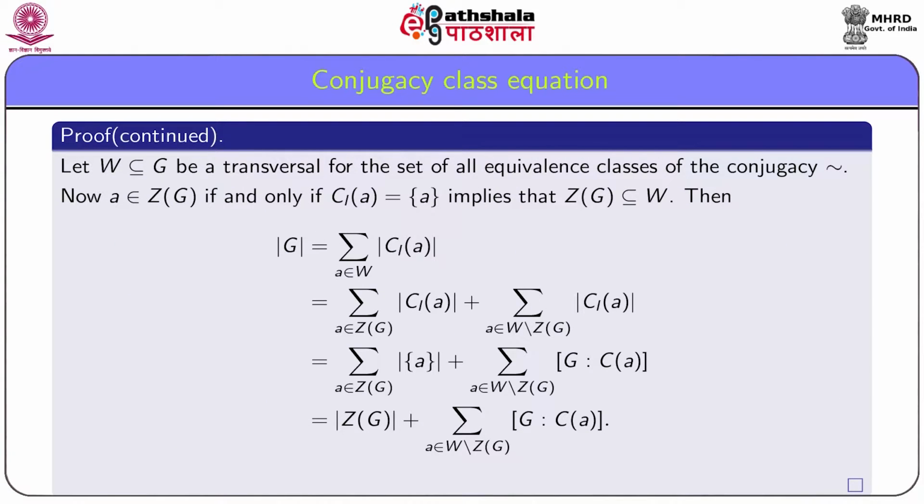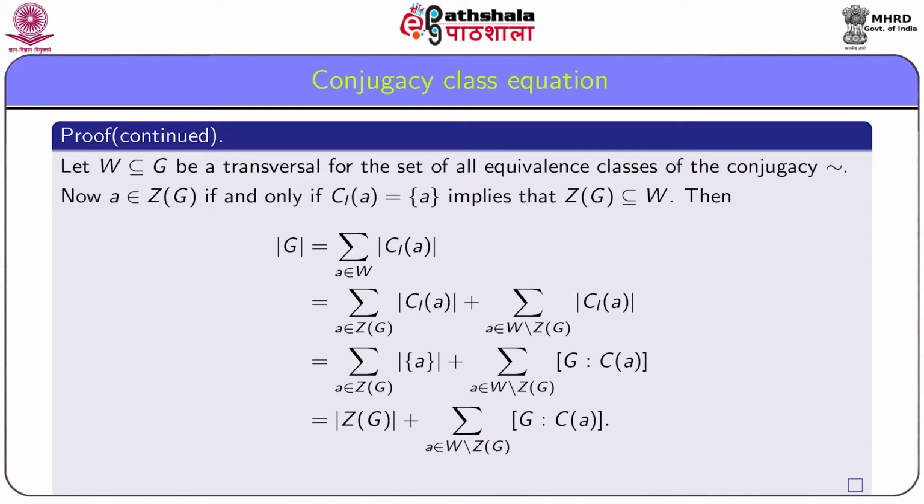Let W, a subset of G, be a transversal for the set of all equivalence classes of the conjugacy relation rho. Then a belongs to Z(G) if and only if CL(A) is the singleton set {a}, and this implies that Z(G) must be a subset of the transversal W.